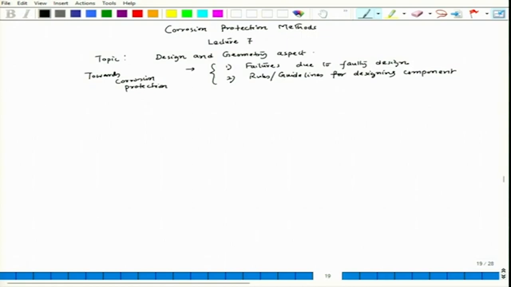Now, if we look at our previous lecture, lecture 6, we have talked about several factors which can influence design. And while discussing that, we talked about some of the failures that can happen. If we list down some of those failures, it is not all, we are just listing some failures that can happen in the context of design. And we are talking about metallic components.